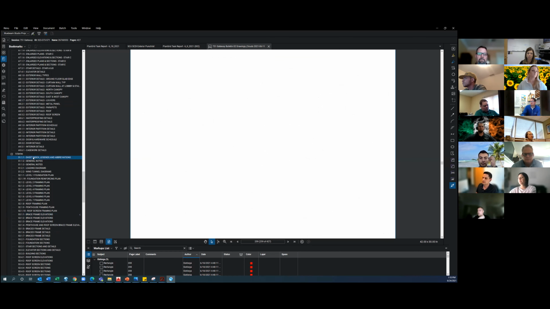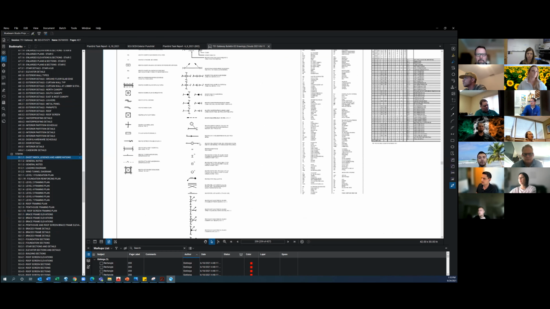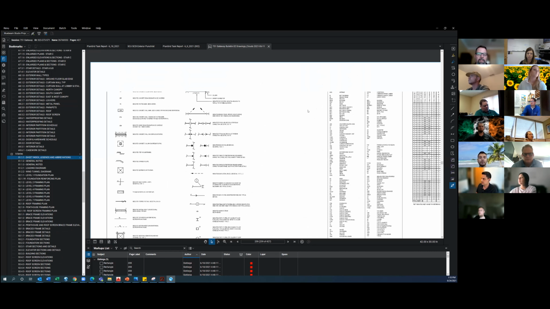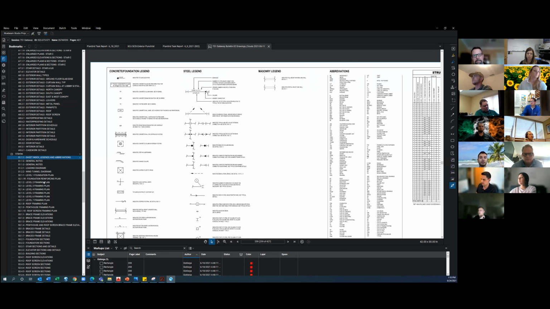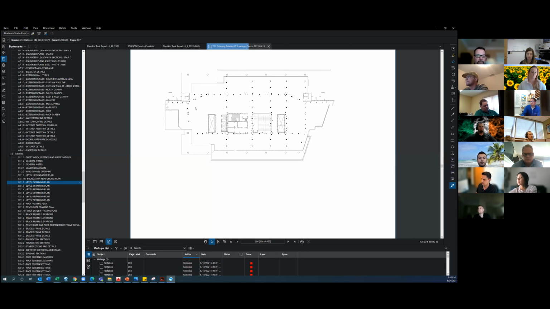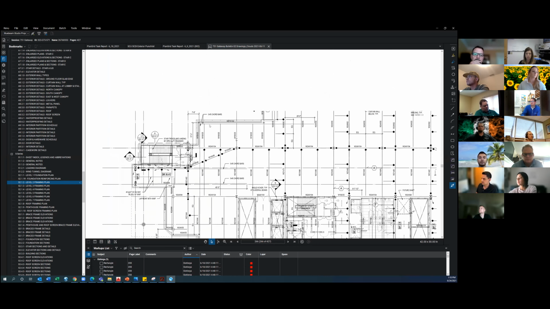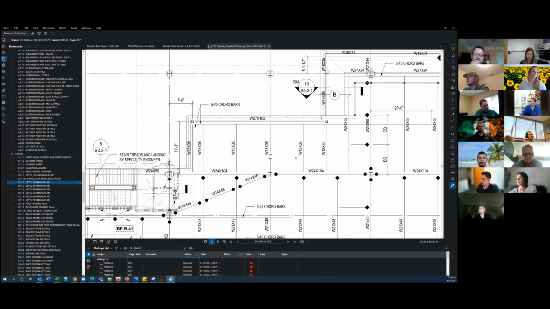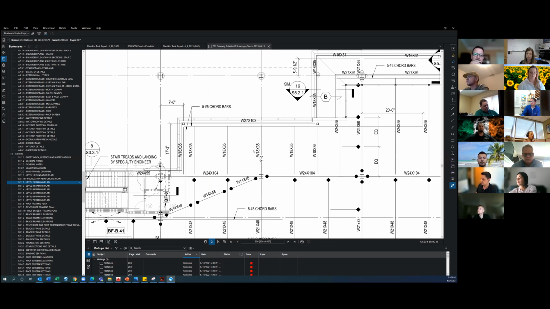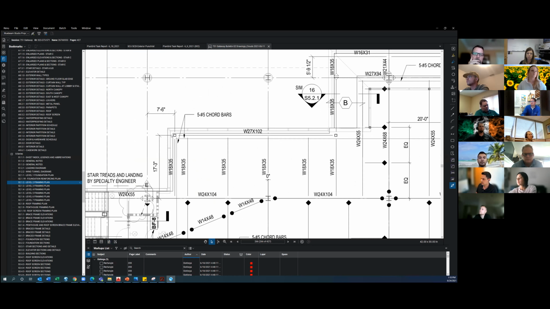So this is the sheet that I was talking about. It contains all those legends. It tells you what the abbreviations are. So if we look at a floor plan, for example, just starting with the level 2, in typical structural drawings, as you can see, there's a bunch of lines that are always dimensioned to the center line of the framing member.